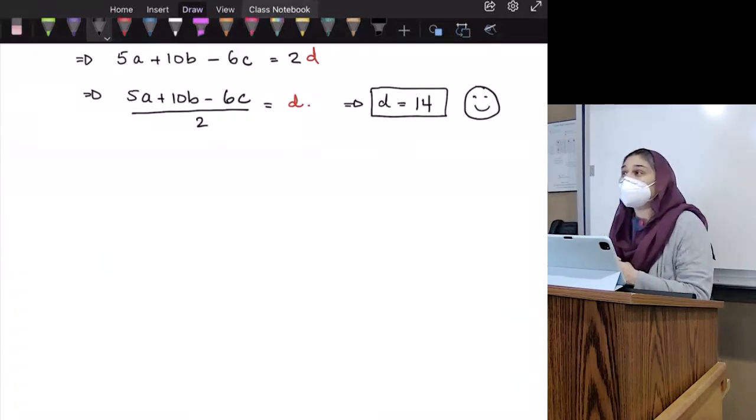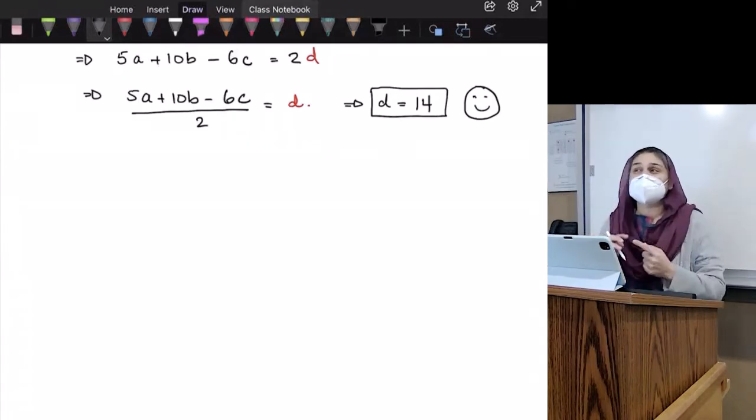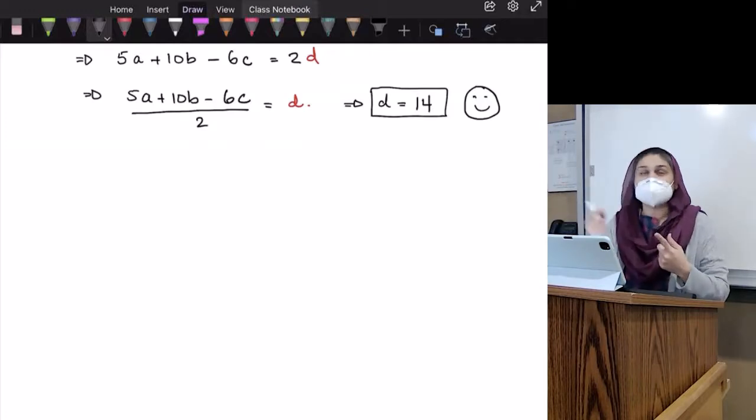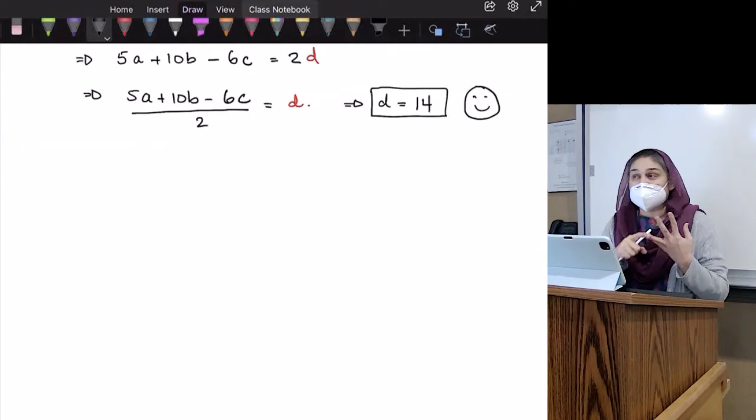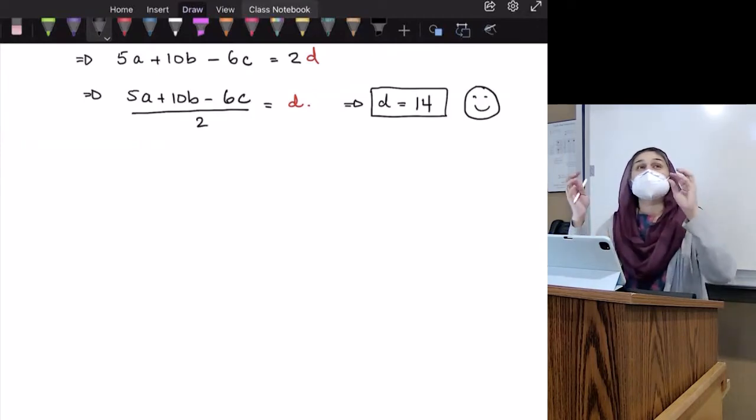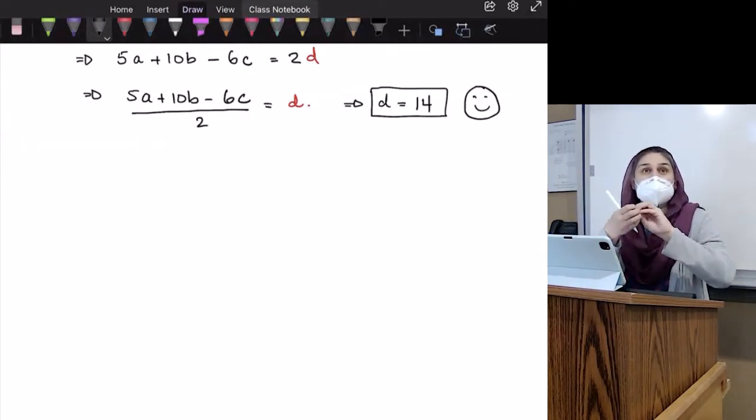Anyone remember least common multiples? What does the word least mean? The smallest. What does the word common mean? The one that's the same between the two. And multiple means what can be multiplied between the two numbers.